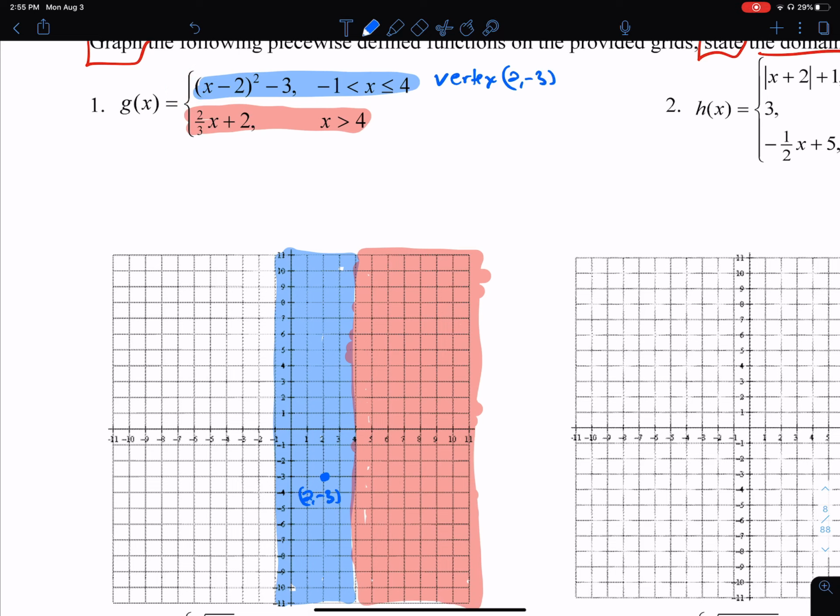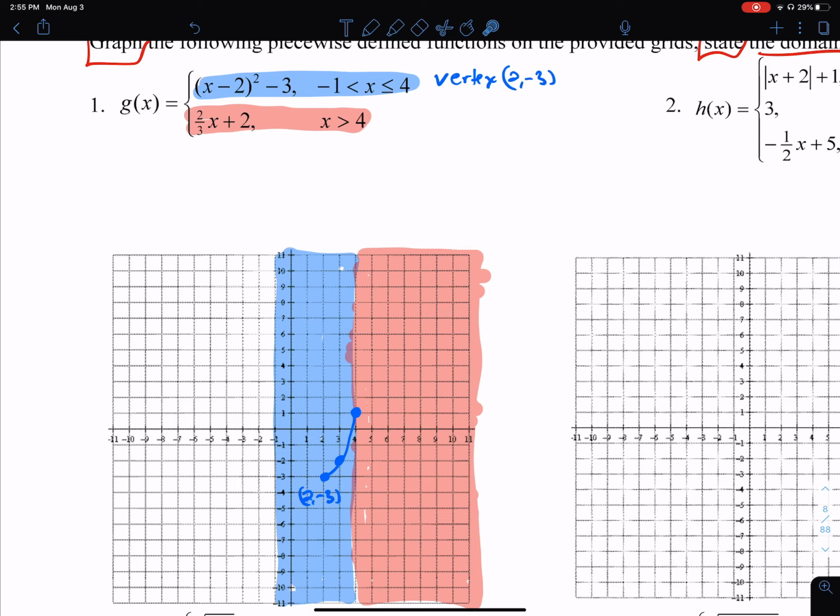So for a parabola, if we go to the right 1 and we square it, we're going to go up 1. So we put a dot. If we go right 2 and we square it, we're going to go up 4. 1, 2, 3, 4. Now this dot here, it's going to go there. Should it be open or closed? Well, this says x is less than or equal to 4. Equal to means closed. So the right part of this looks like this.